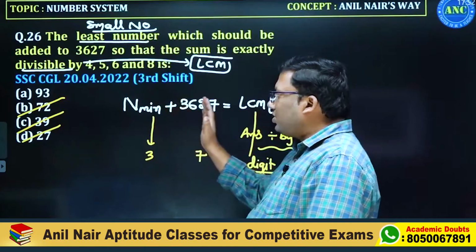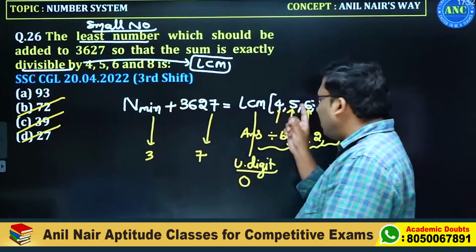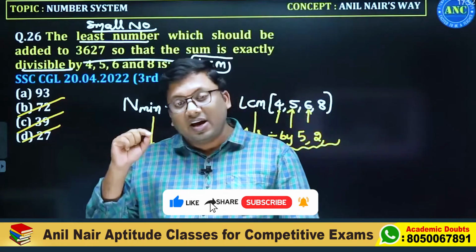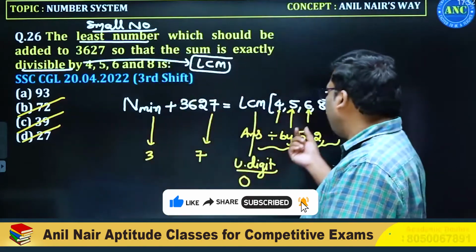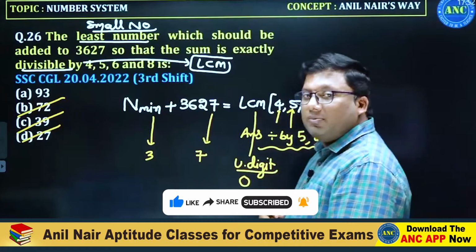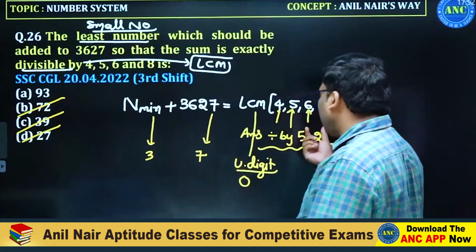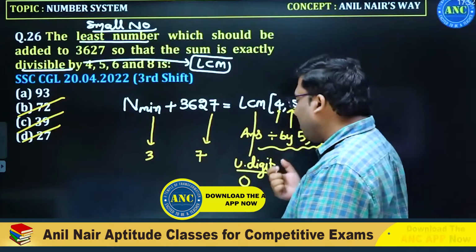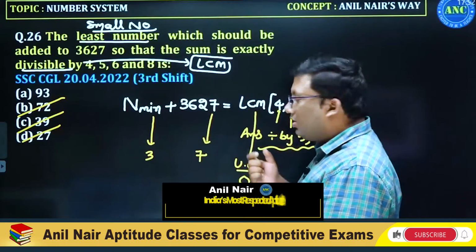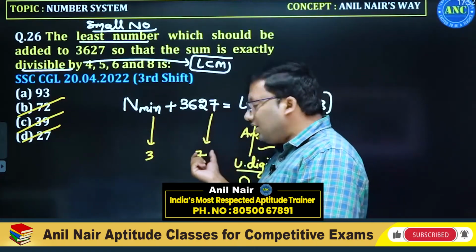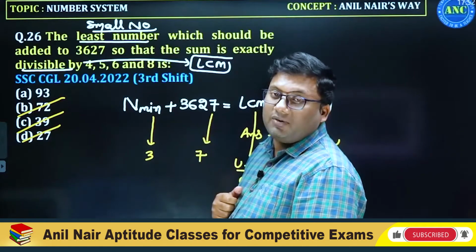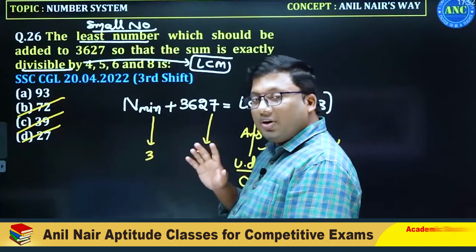N minimum plus 3627 equals a multiple of the LCM of 4, 5, 6, 8. If the input is divisible by 5, the answer is also divisible by 5. If the input is divisible by 2, the answer should also be divisible by 2. That means the right hand side is divisible by 10, so the unit digit is 0. The left hand side unit digit is 7, so for it to become 0, the minimum number should have unit digit 3.